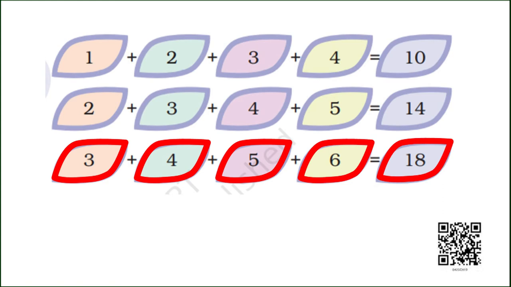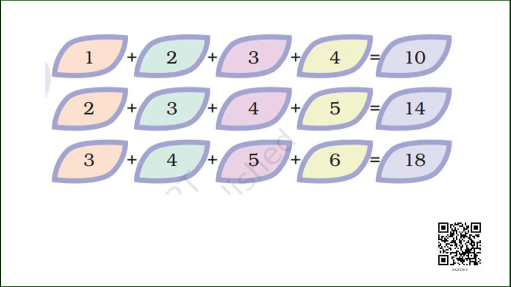Just like the previous pattern, this is also increasing by 1, right? It is 1, 2, 3 in the first one and it is 2, 3, 4 in the next one, then 3, 4, 5, then 4, 5, 6, right? Now see the sum. The sum is 10, 14, 18. Are they increasing by 1? No. Are they increasing by 3 just like the previous one? No. They are increasing by 4. How many numbers have we added? 4 numbers we have added. And the sum is increasing by 4.